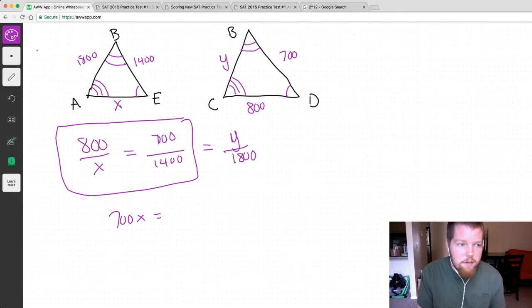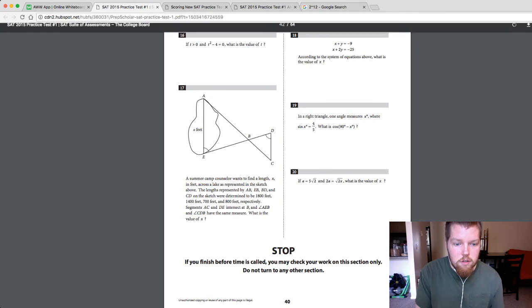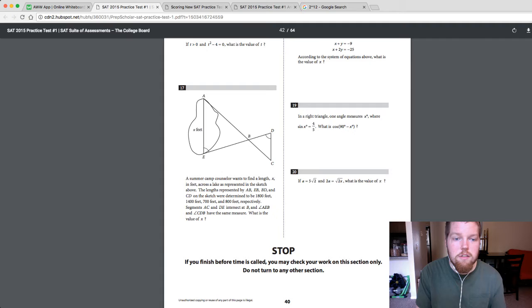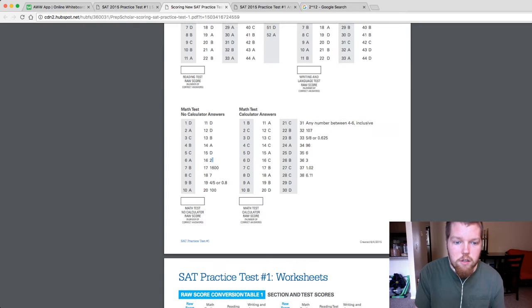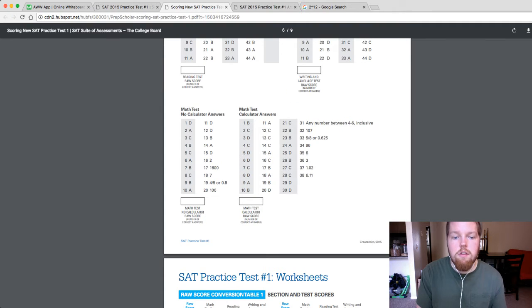So if I didn't have a calculator, I probably wouldn't do it like that. I'd just look and I'd say 700 is half of 1,400, so 800's here, x has to be 1,600. It's twice as much. So what is the value of x? I would say 1,600 feet. Check the answers. 1,600 feet.